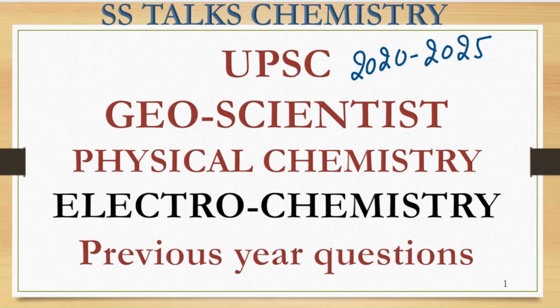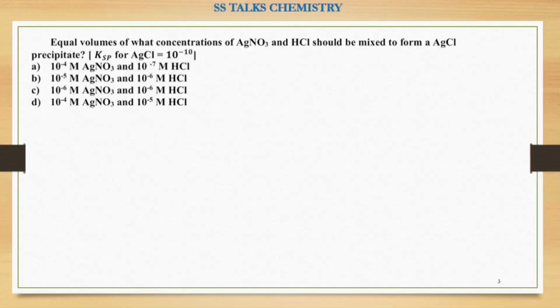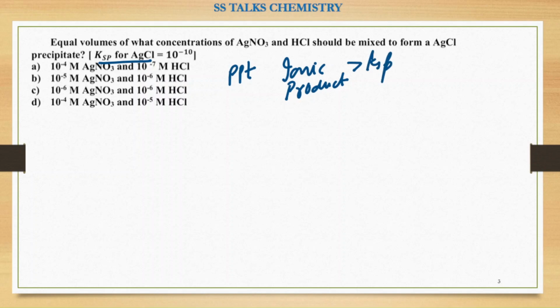So let us begin with this particular chapter. The first question is there on your screens. It says, equal volumes of what concentrations of AgNO3 and HCl should be mixed to form AgCl precipitates. Now what we have to form is the precipitate of AgCl. You can see here the Ksp of AgCl is given to us, which means the solubility product is given. Precipitate formation will be there only when the ionic product is more than this solubility product value.